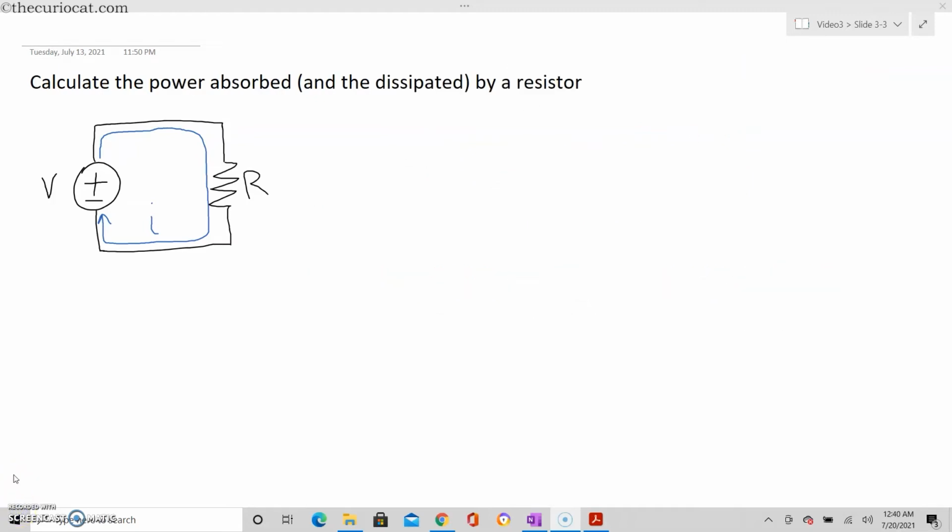Now let's try to calculate the power absorbed by a resistor. Previously, we learned that power is equal to current times voltage. But we know that for a resistor, voltage is equal to current times resistance. Substituting this formula into P equals IV gives us a second formula for power.